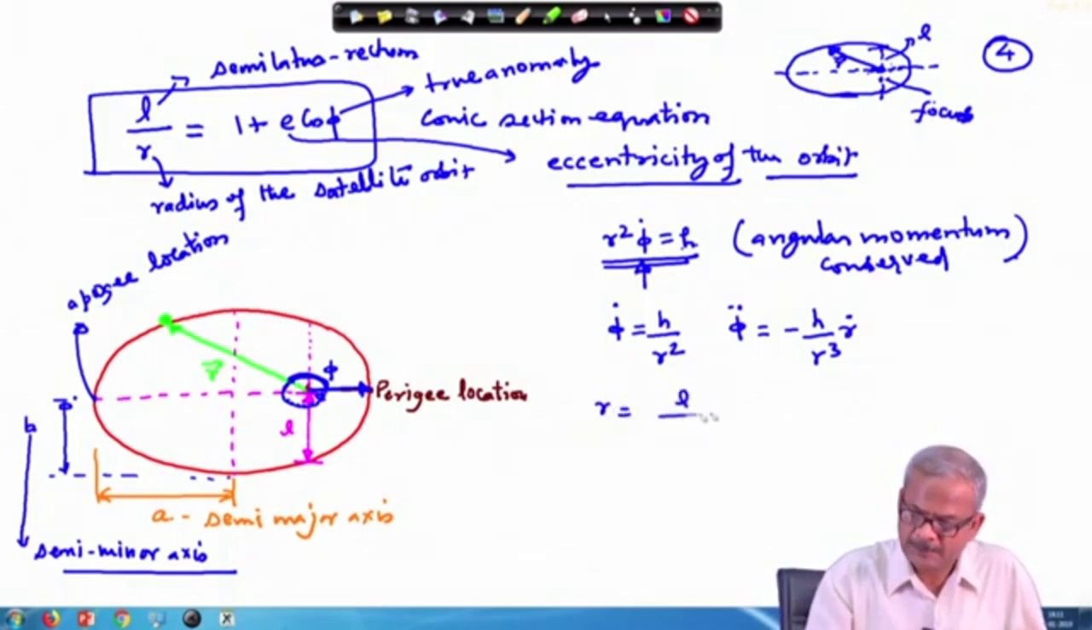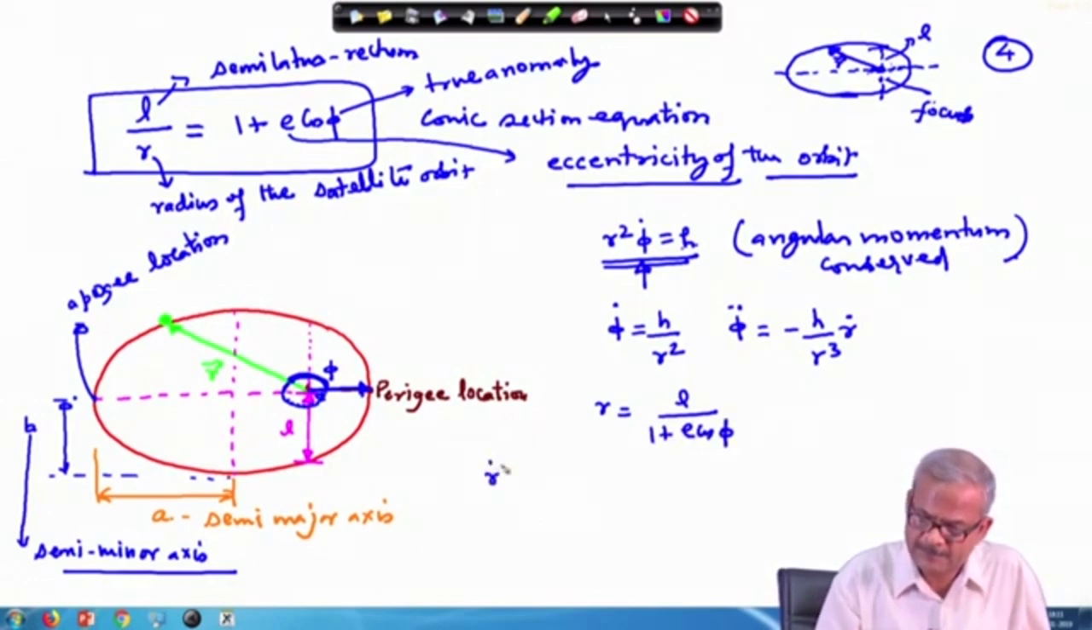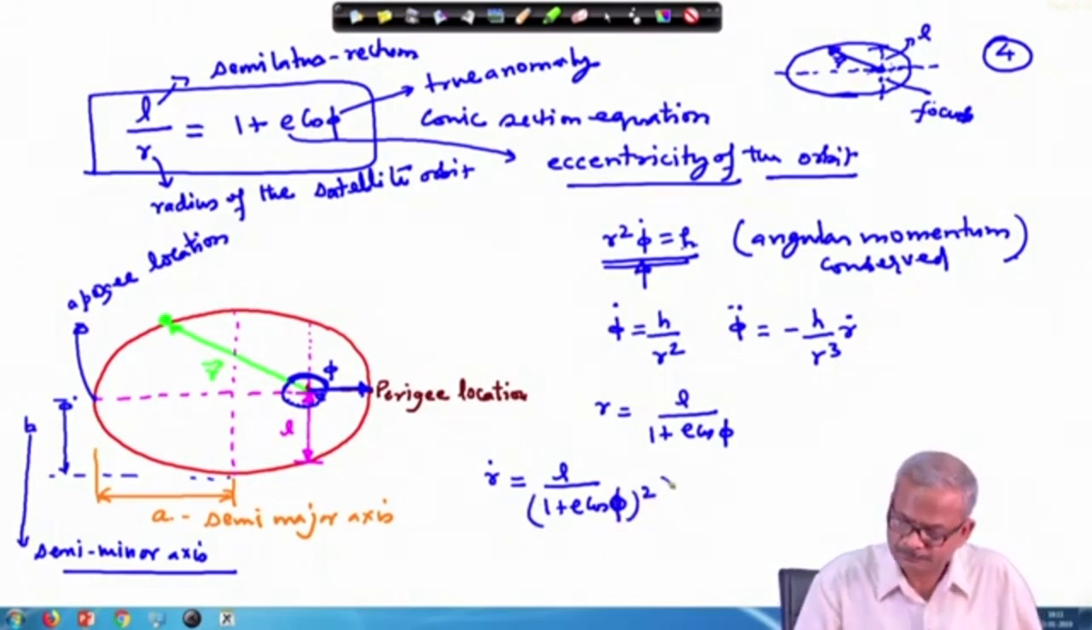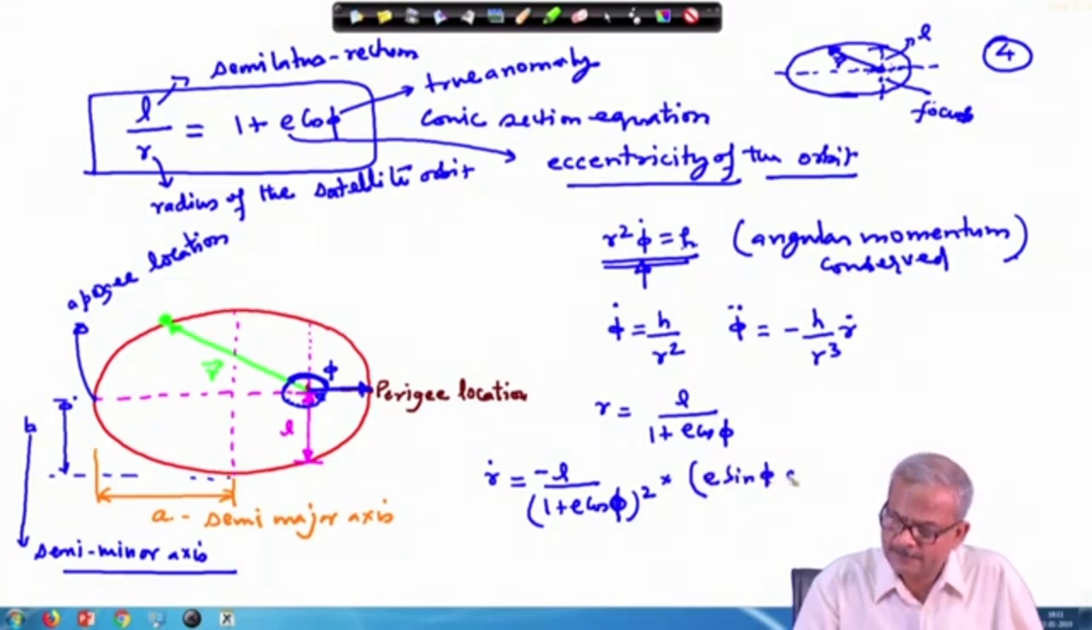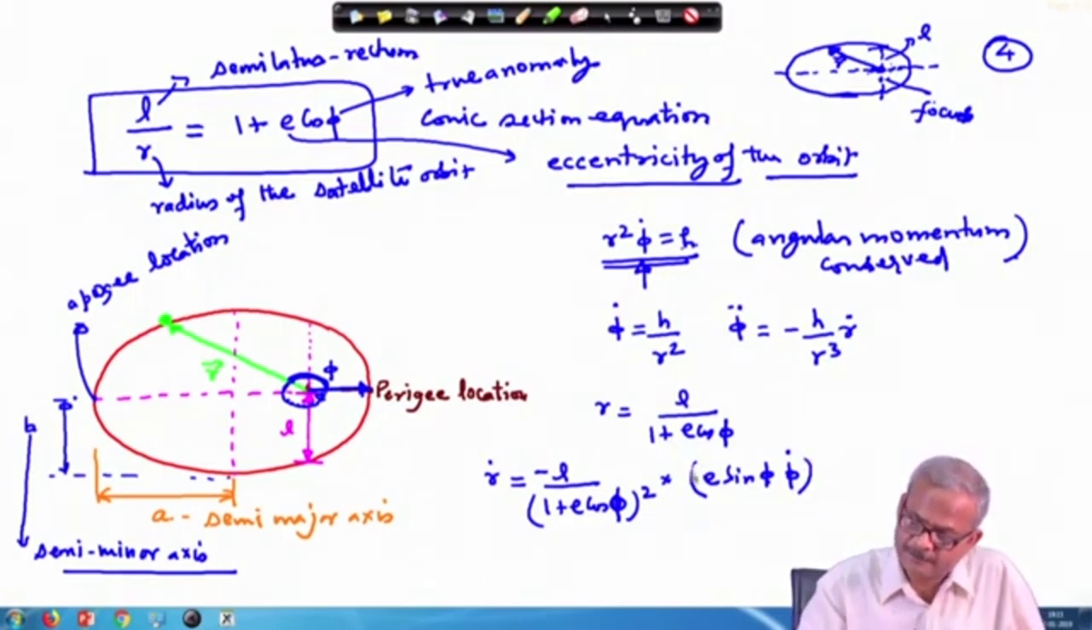r equals L by 1 plus E cos phi, differentiate this. If we differentiate this, we get r dot equal to 1 by (1 plus E cos phi) whole square, with a minus sign here, and then differentiating this quantity, this will be E sin phi times phi dot, and plus 1 minus sign here.